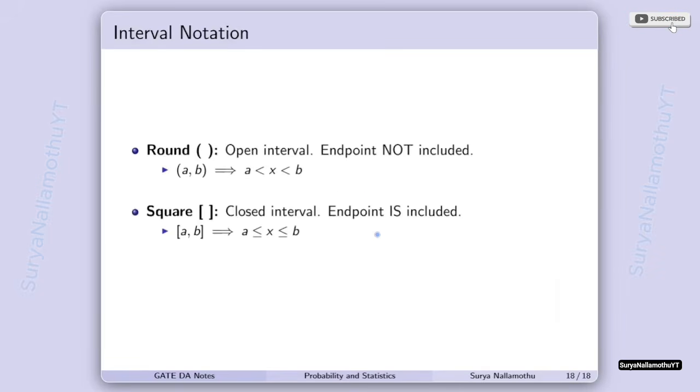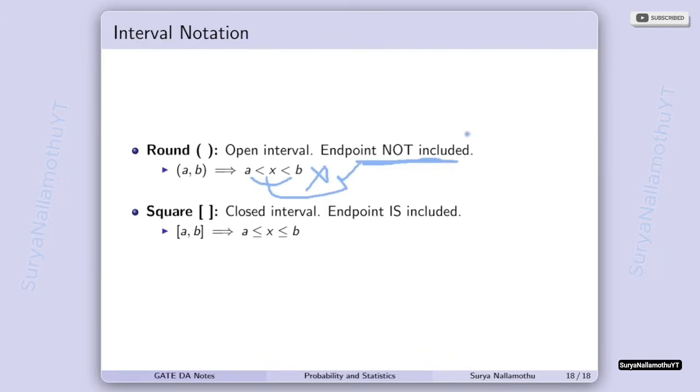And next, this is the interval notation. It is the final topic for this session. The round bracket is nothing but an open interval. So the endpoints are not included. This main point is very important. Endpoints are not included. Let us consider a less than x less than b. It means a and b are not included. Only the values in between them are included.